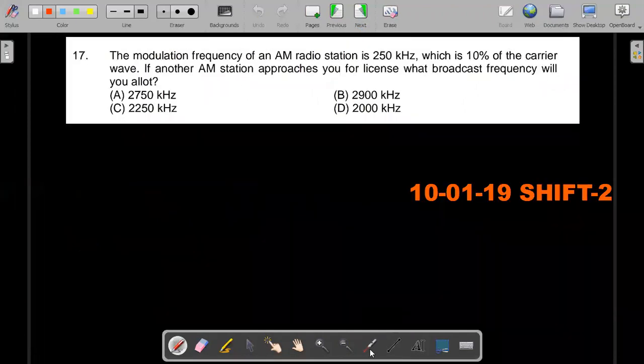Right. Next one, again AM waves. The modulation frequency of an AM radio station is 250 kilohertz, which is 10% of the carrier wave. If another AM station approaches you for a license, what broadcast frequency will you allot? This was a very good question. So just have a try and then I'll go ahead with the solution.